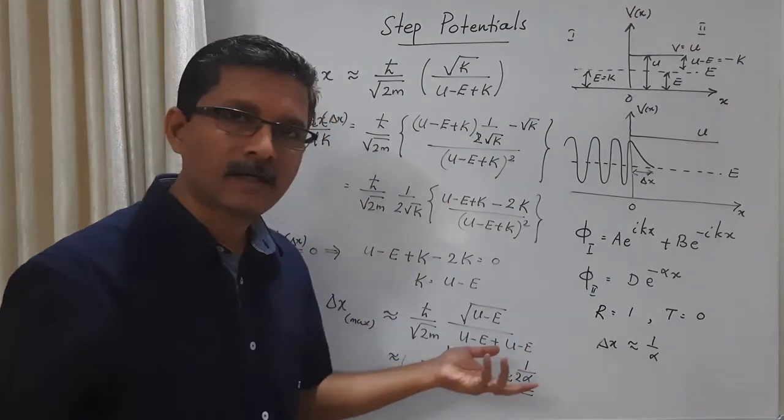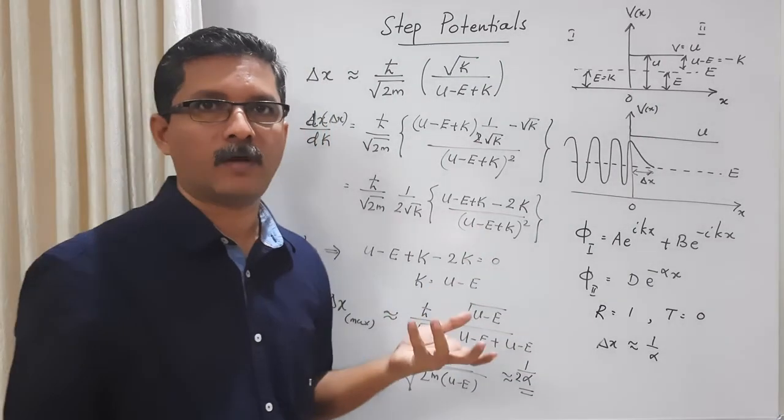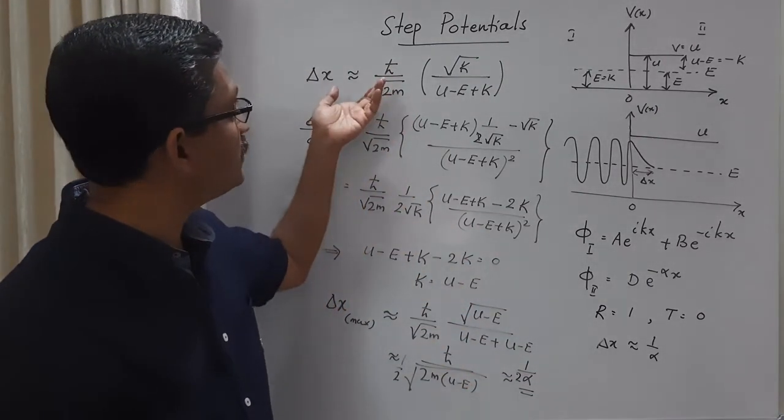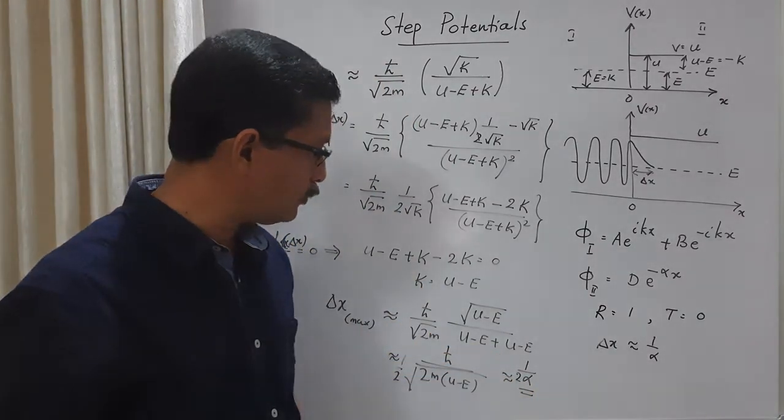This 1 by 2 we can neglect, so we can simply say that maximum value of delta x is of the order of 1 by alpha, because from the uncertainty relationship we get only the order of magnitude. So even this 1 by 2 we can neglect.